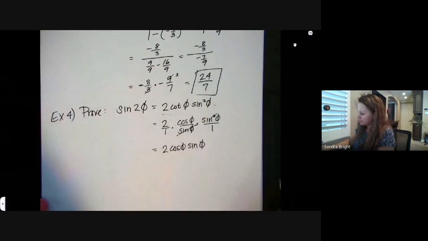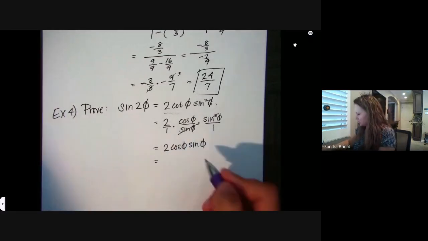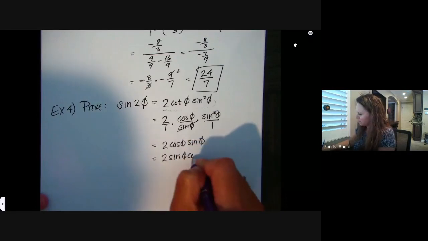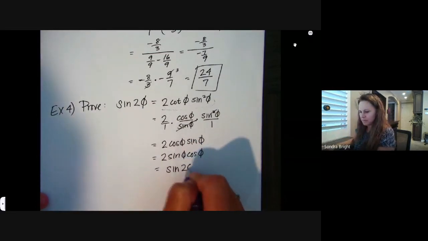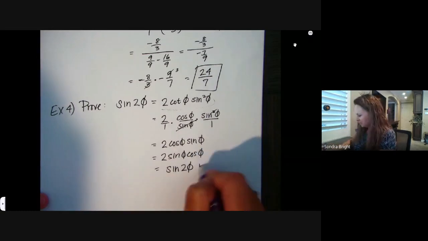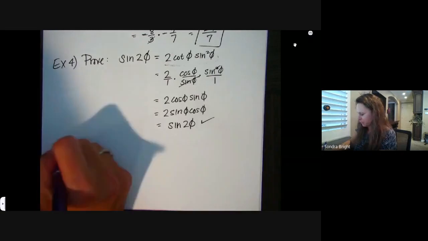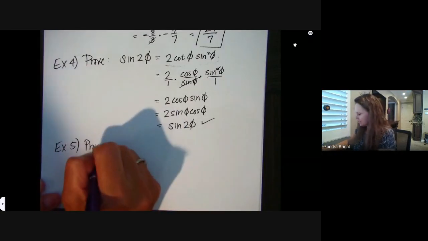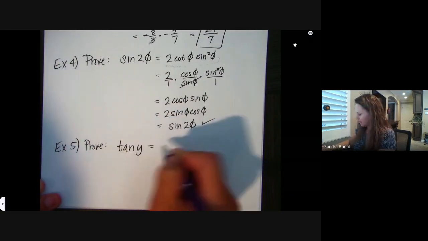And that's an identity from today because it's equivalent to, 2 times 3 is the same as 3 times 2, right? So this is the same thing as 2 times sine of phi cosine of phi, and that's equal to sine of 2 times that angle. Ta-da! Not bad.